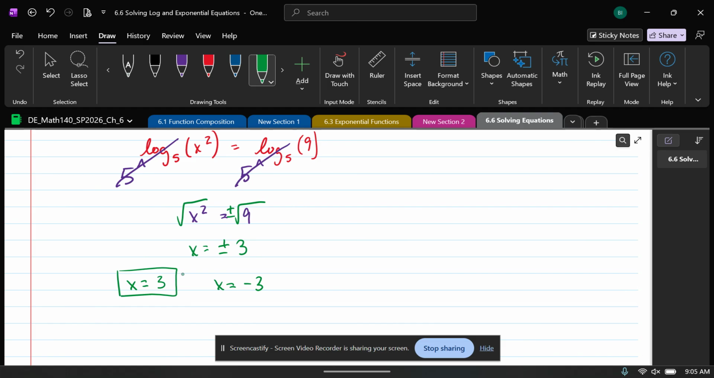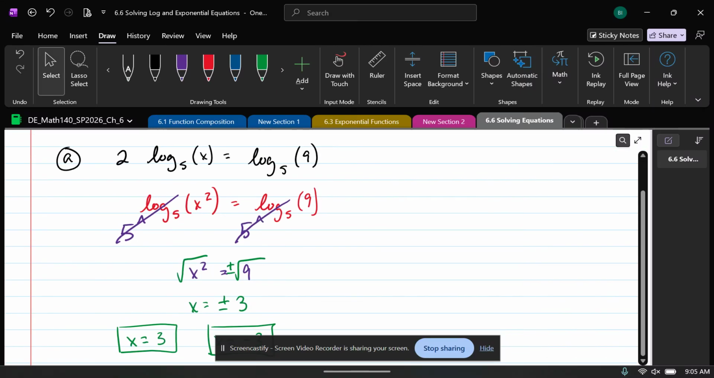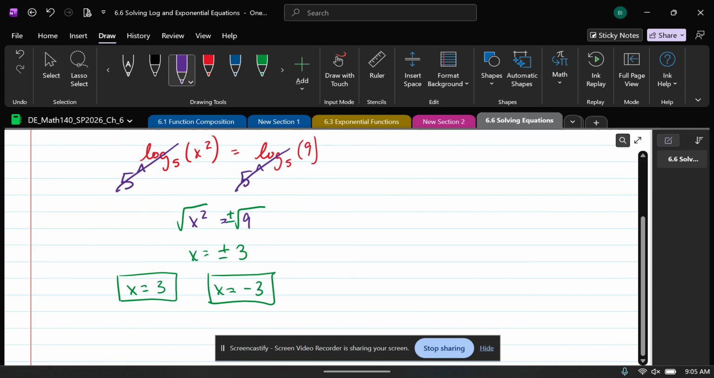We need to check those in the original problem to make sure we don't have a logarithm with a 0 or a negative in it. We can have logarithms of positive numbers, but not zeros or negatives. So if I go back up to the original, if I plug in the positive 3, log base 5 of positive 3 is good. That's the only place we got to check. If I plug in the negative 3, that's a log of a negative. That can't happen. So that is an extraneous solution.